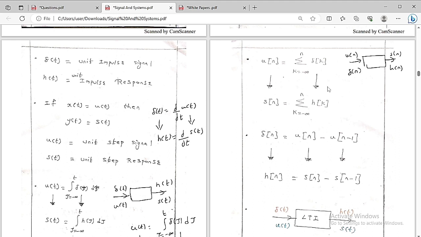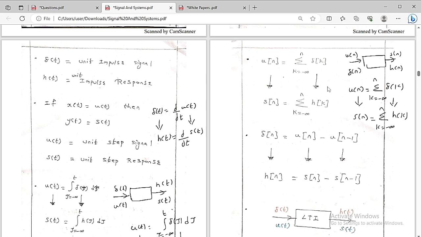Right? So now how can I write u of n? u of n is the summation of delta of n. So u of n is equal to sigma k equals minus infinity to n of delta of k. Then the response is also the same. The u of n response is s of n, and sigma k equals minus infinity to n of the delta of k response is h of k. Therefore, we can say the step response s of n is equal to sigma k equals minus infinity to n of h of k.